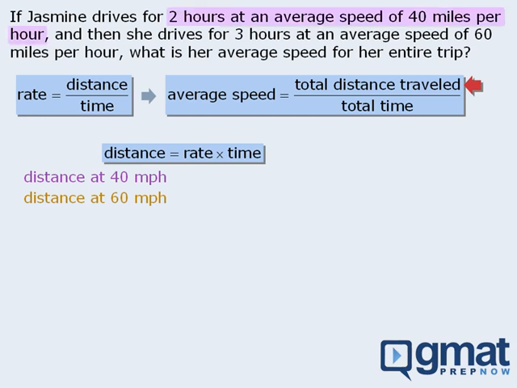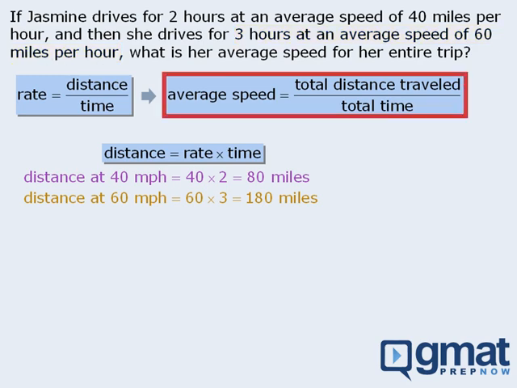Now, the question tells us that Jasmine drives for 2 hours at 40 miles per hour, so the distance is equal to 40 times 2, which is 80. So Jasmine traveled 80 miles at a speed of 40 miles per hour. Jasmine also drives for 3 hours at 60 miles per hour, so the distance traveled during this part of the trip equals 60 times 3, which is 180 miles. At this point, we can add this information to the formula to find the average speed. The total distance traveled equals 80 miles plus 180 miles.